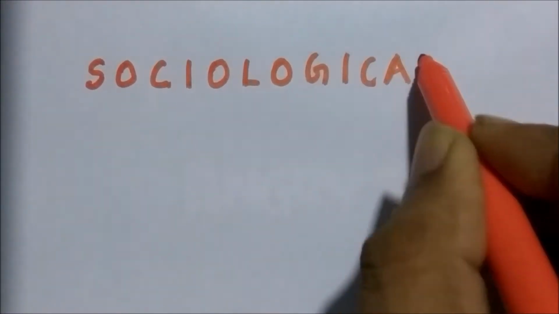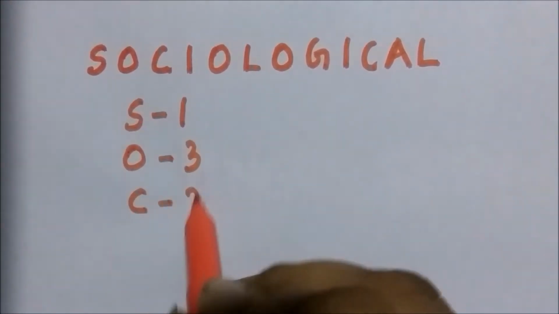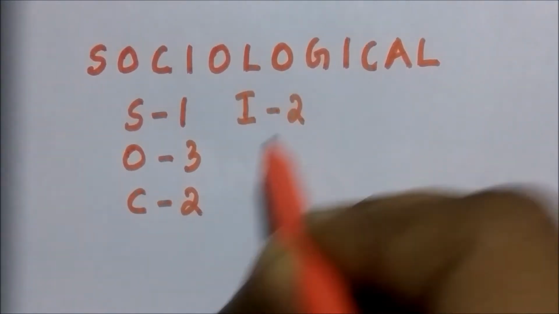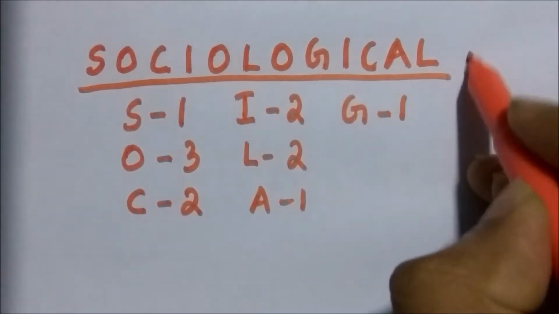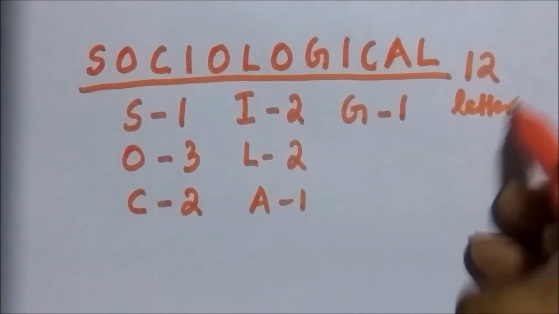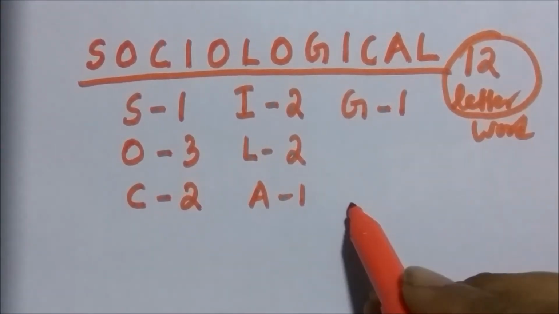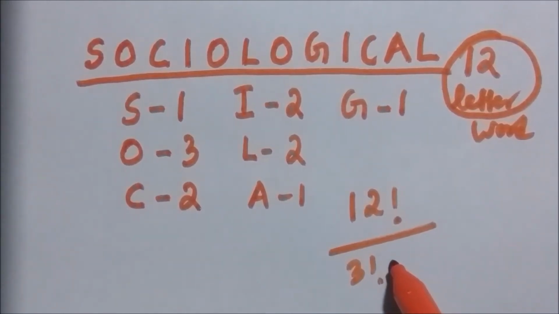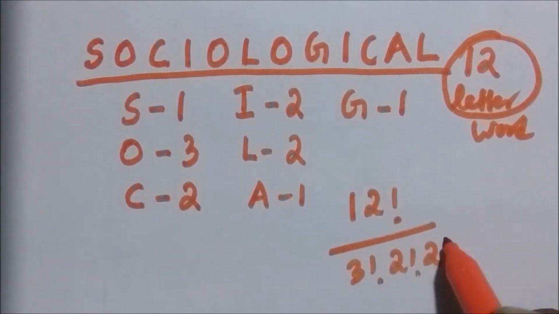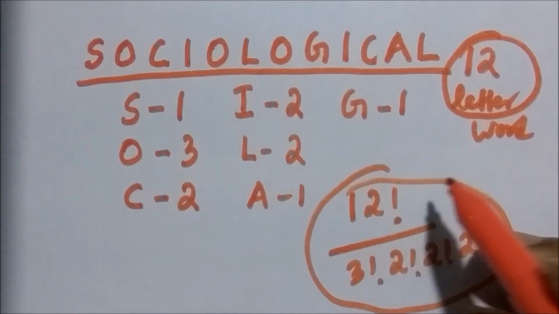So if you take the word sociological, you can see that S occurs one time, O occurs three times, C occurs two times, I occurs two times, L occurs two times, A one time, and G one time. And in total, we have 12 letters here. So it's a 12 letter word that we are going to rearrange, right? So without restriction, if you want to arrange the letters in the word sociological, we know that it is 12 factorial by 3 factorial into 2 factorial into 2 factorial into 2 factorial.